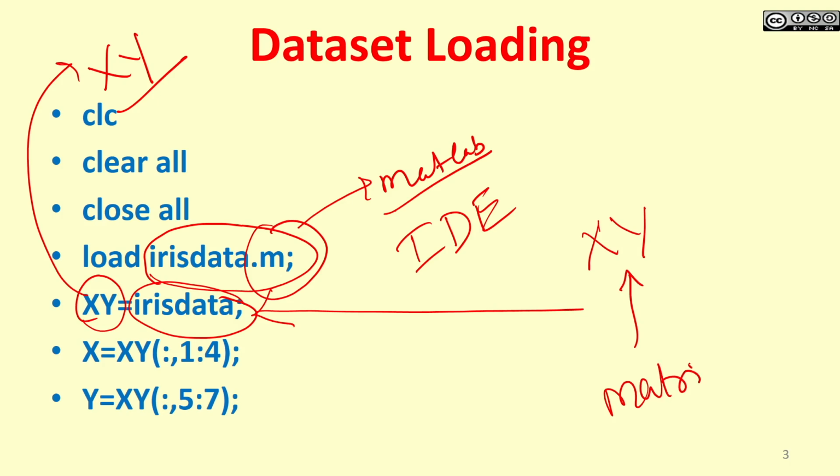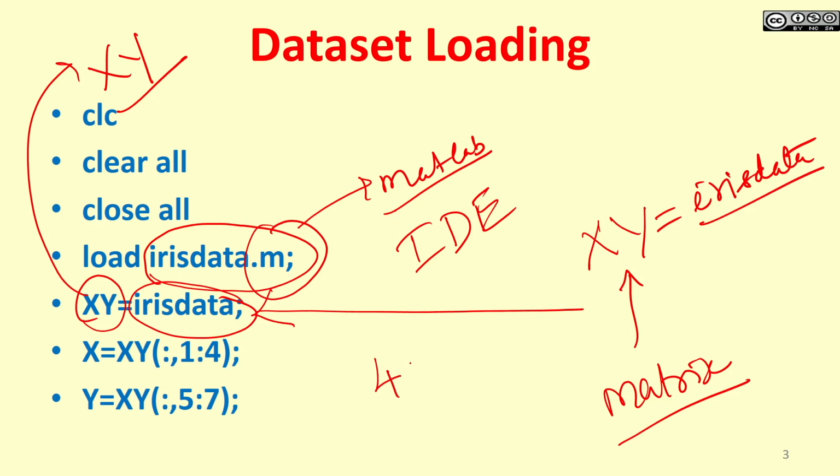So, what is xy now? xy is a matrix. That xy matrix is created in the MATLAB environment, and it holds the iris data. So, what is the content of the iris data? The iris data contains 4 input columns and 3 output columns.